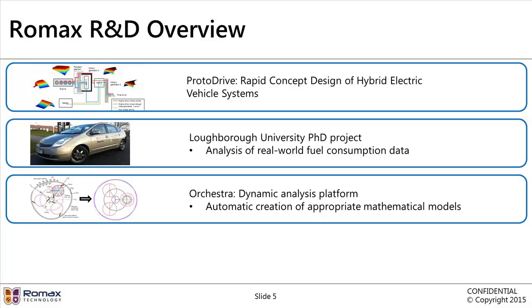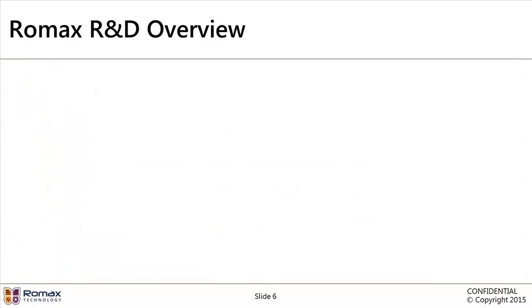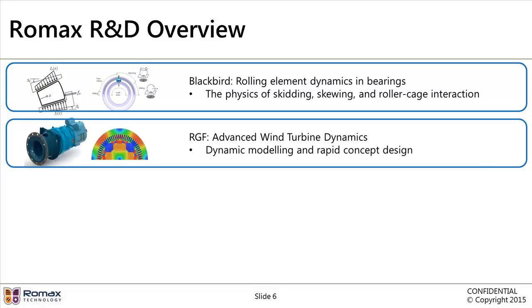Dynamics is also a key theme for Romax R&D. In Orchestra, we're building mathematical models with exactly the right amount of detail for the phenomenon under investigation. This one is a control project collaborating with Gamma Technologies. We're also looking at bearings. We're trying to understand the underlying physics of how the different components interact.